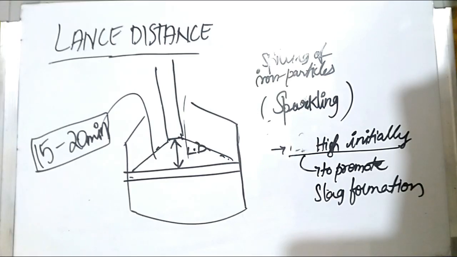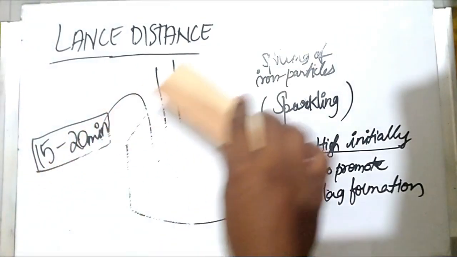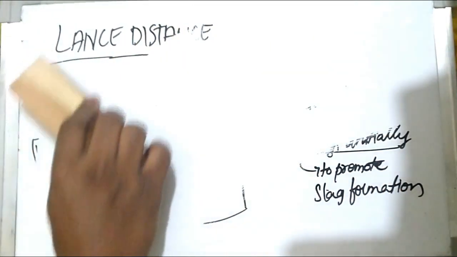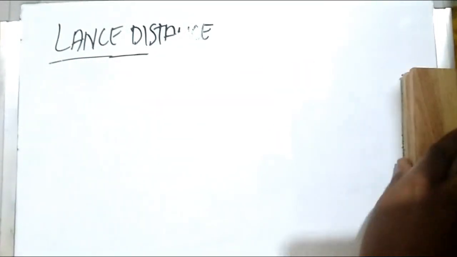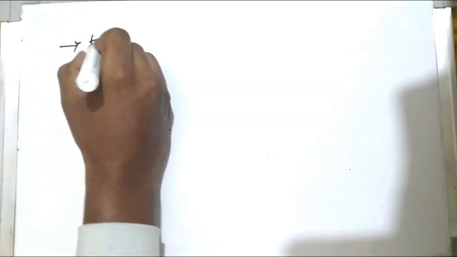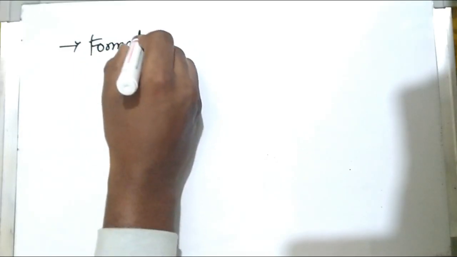Okay, so now what is lance profile? The variation of this lance distance is nothing but the lance profile. That means how we are varying the lance distance. So this lance profile is again important, because the fundamental requirement of lance profile in all converter steel making, the first requirement of this variation of height is, as I said, to promote the slag formation.